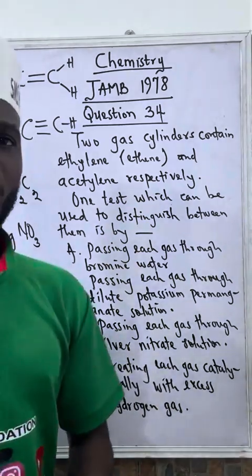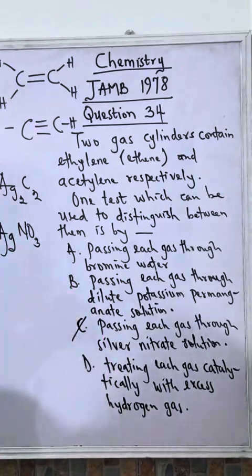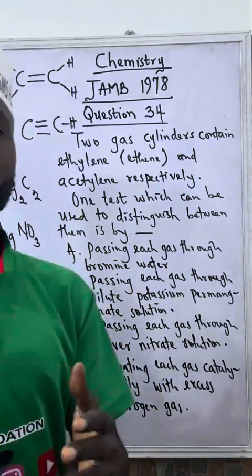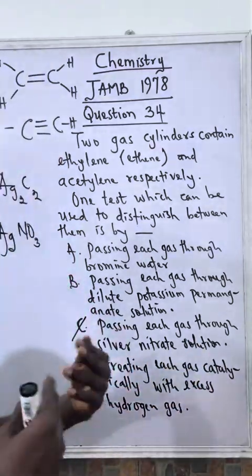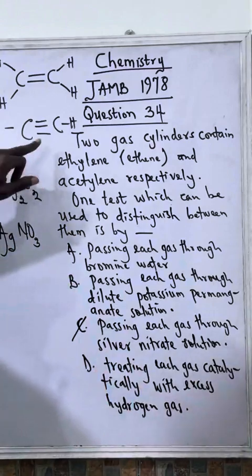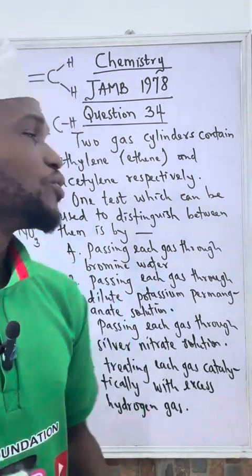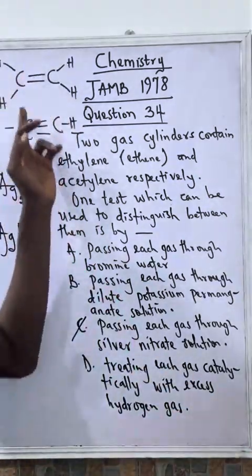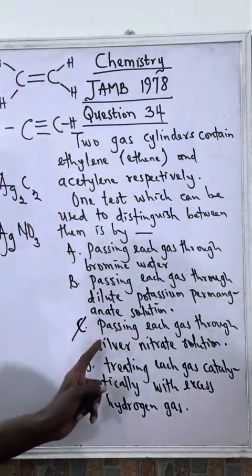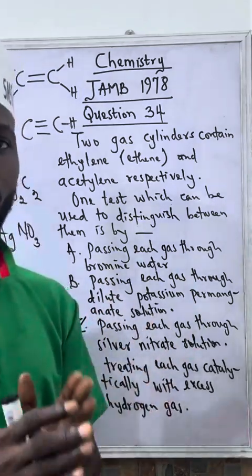And also we can use what we call copper(I) chloride solution. So the copper will combine with the acetylene to produce what we call copper acetylide. So that is one way of distinguishing between the two. It's either you use silver nitrate or you use copper(I) chloride.